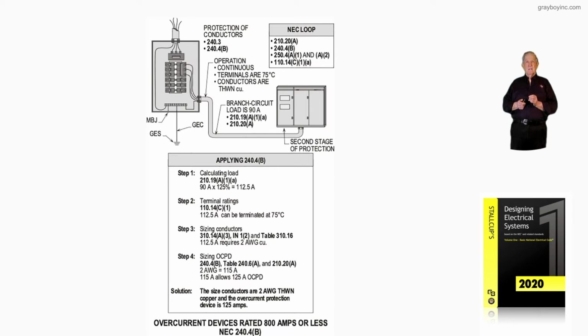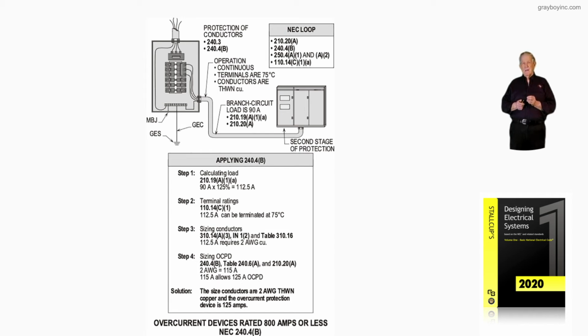Now, in step 2, we're looking at 75-degree C terminals because it's a 112.5 amp calculation. So the calculated load is 112.5 amp, but the connected load is 90 amp. Now, step 3 is the golden rule to determine the load. 310.14(A)(3), informational note 1, item 2, and Table 310.16. And notice the 112.5 amps, they're using a number 2 here.